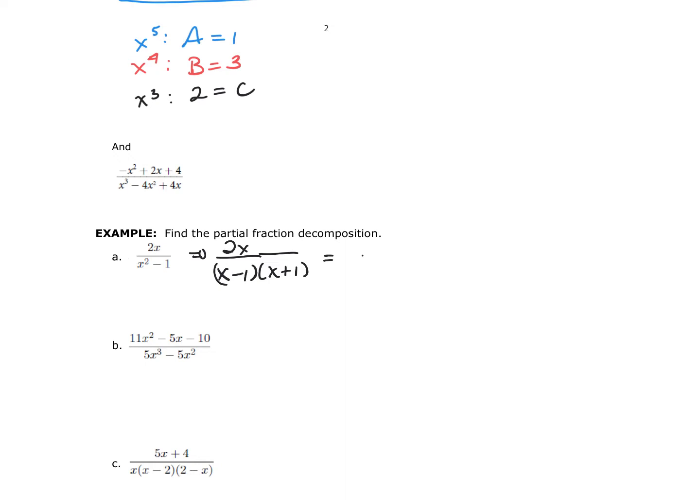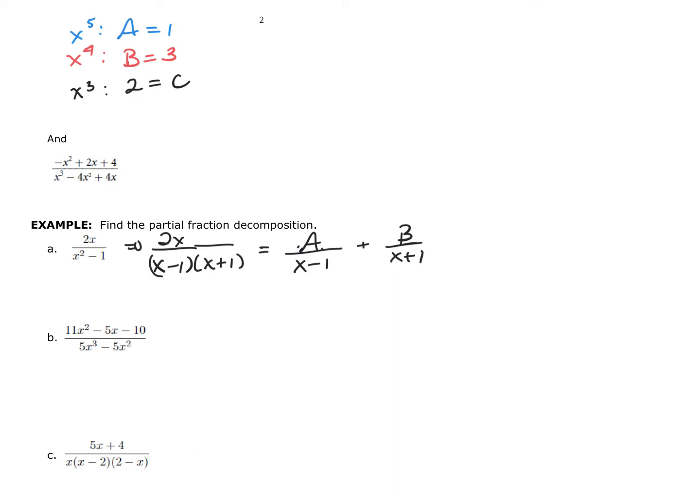So I would write this as a sub 1 over x minus 1 plus a sub 2 over x plus 1. And if you prefer to use a, b, c, you absolutely can. What I mean by that is if you don't want to do subscripts, that's cool, you don't have to. You can call this a and you can call this b, and that's totally fine if that's what you would like to do.